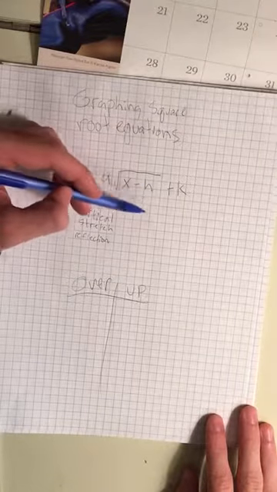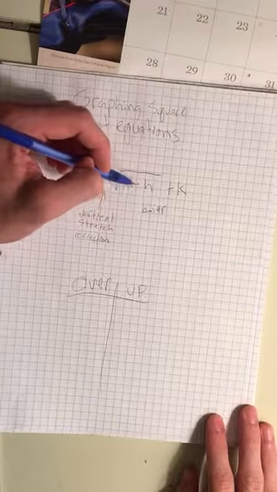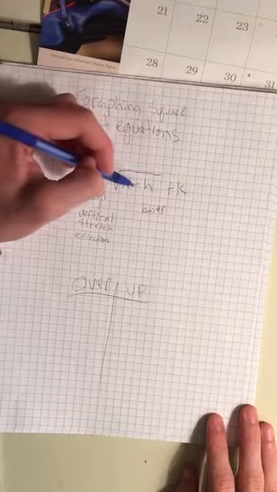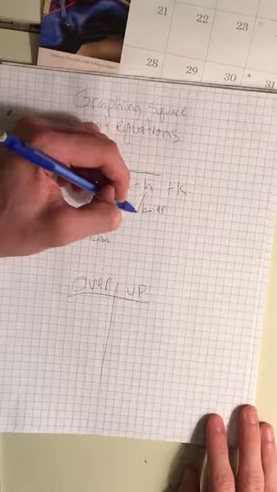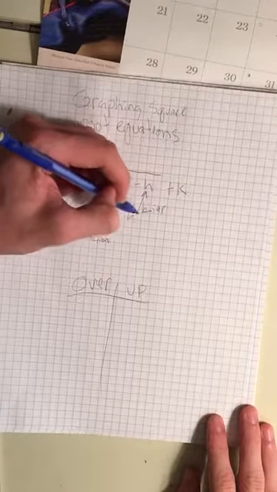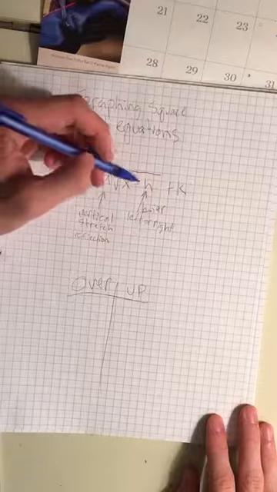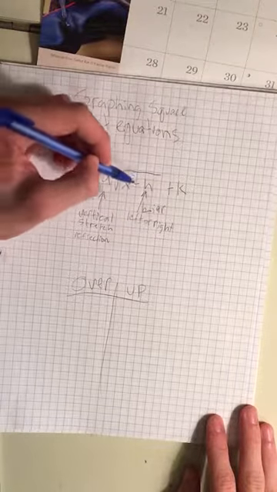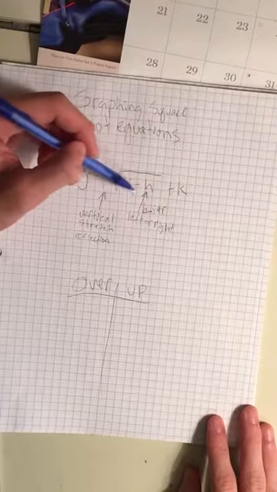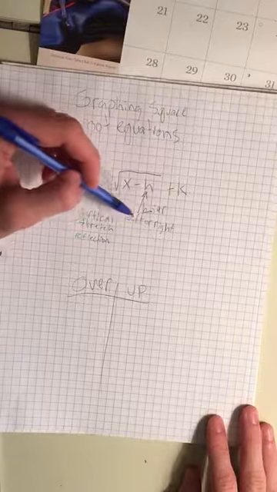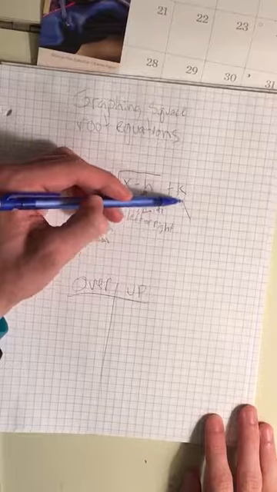The h is a liar, because whatever value here is going to be opposite from the direction you go on the graph. So the h is going to be left or right. And so if this is a negative here, then you'll go right on the graph, or to the positive side. If it's positive here, you'll go left or negative on the graph. So that one can be a bit confusing. Just need to remember it's a liar.